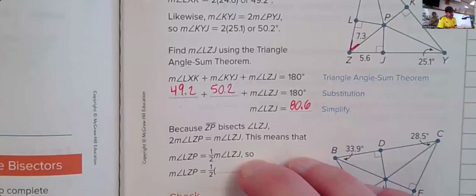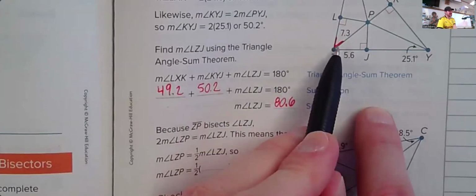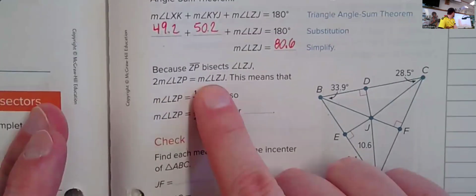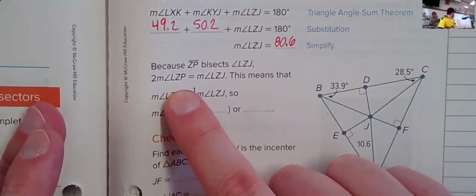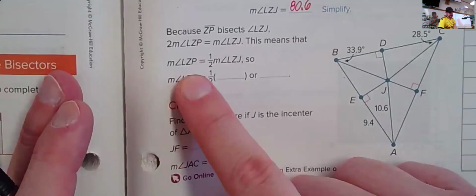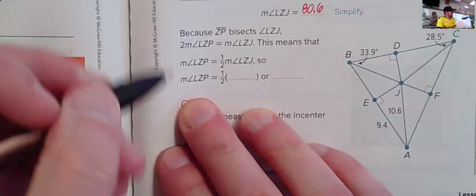80.6 degrees is the measure of angle LZJ. That's everything at angle Z. We only want half of that because we're trying to figure out angle LZP, which is half of LZJ. So right here, because ZP bisects angle LZJ, that means that twice the measure of LZP is equal to LZJ. We already know that LZJ is 80.6, so that means that LZP is half of LZJ.